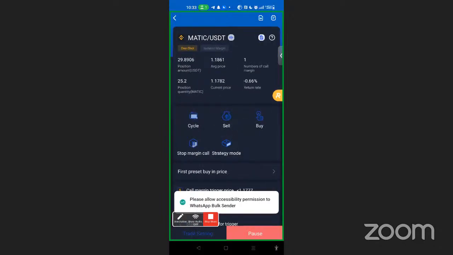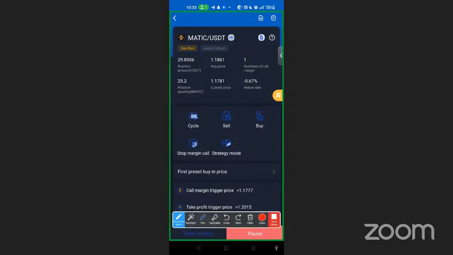Let me come again. Someone asked, what is position amount? Position amount is the total amount of money you have invested in this particular coin. Now position quantity is the total number of coins your robot has so far bought for you.